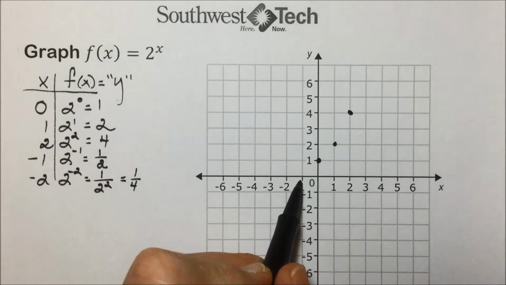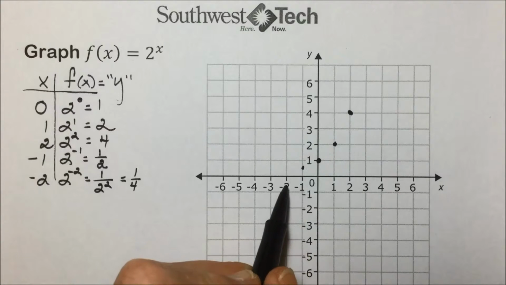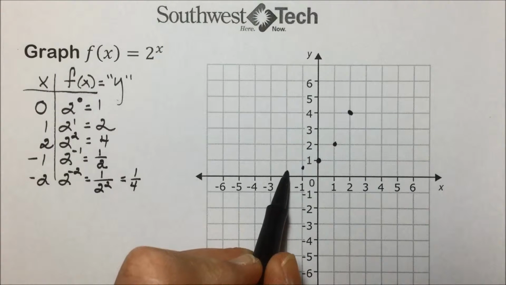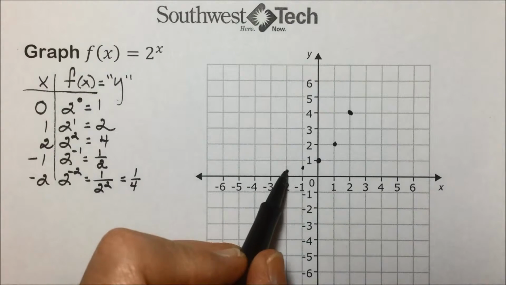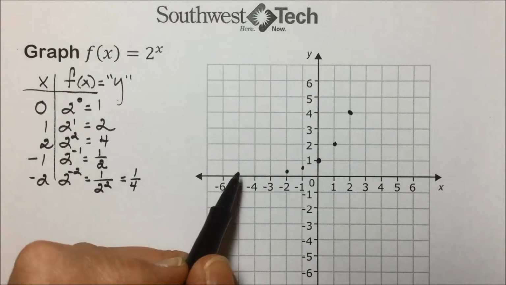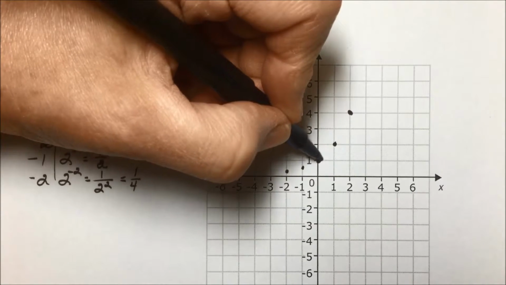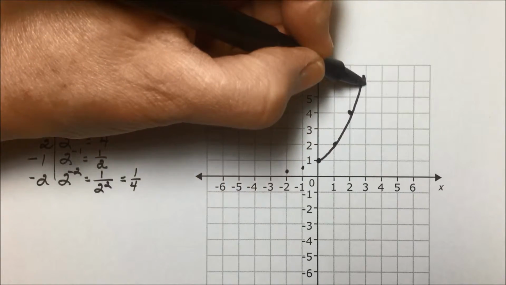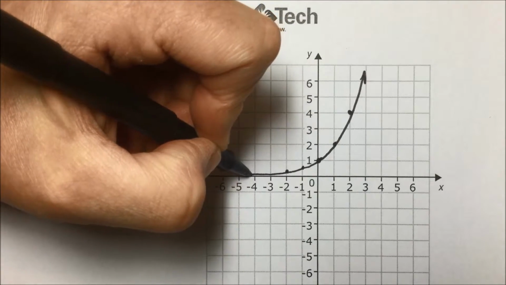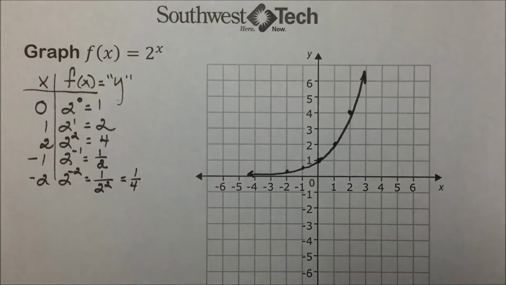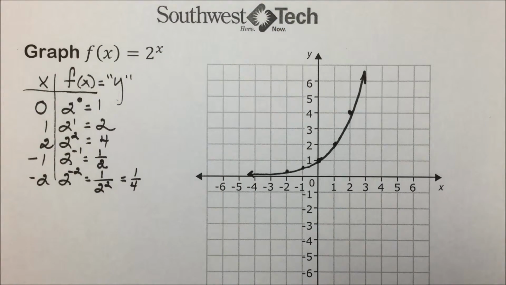Our negative 1 x resulted in a half, our negative 2 x resulted in a fourth, and as we go smaller negatives, it's going to get closer and closer to 0. So if we do a smooth curve to connect this, it'll get ever and ever closer to 0 without actually equaling 0.